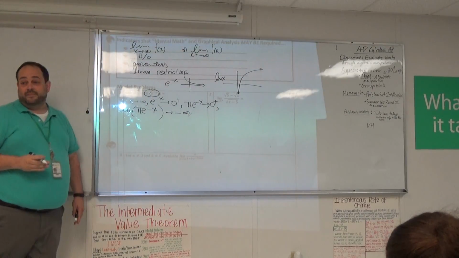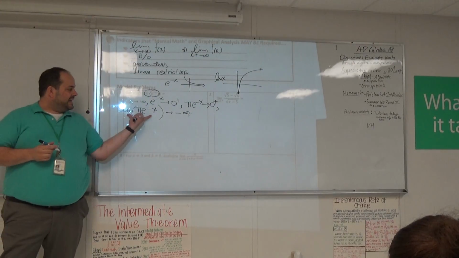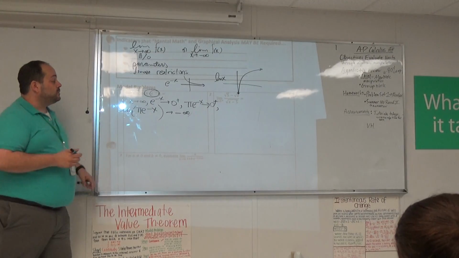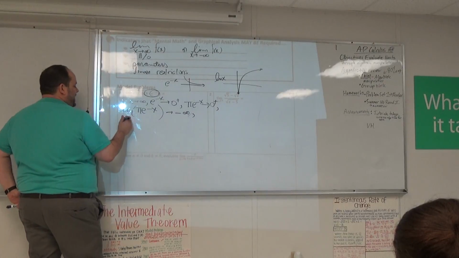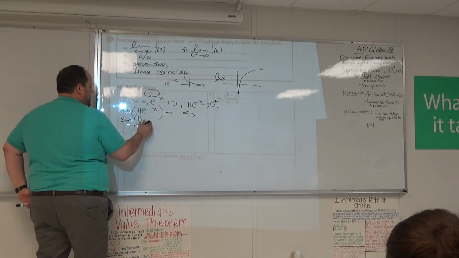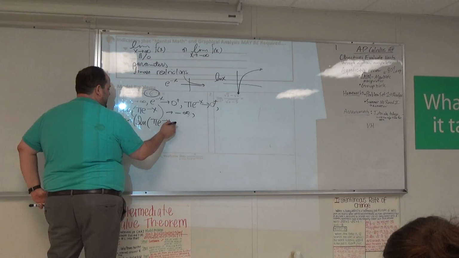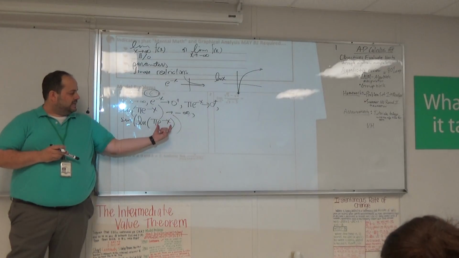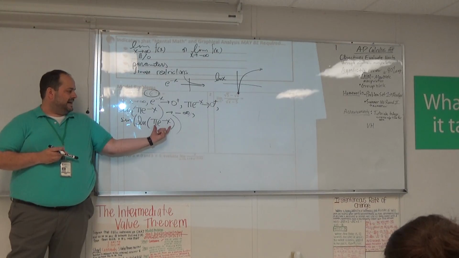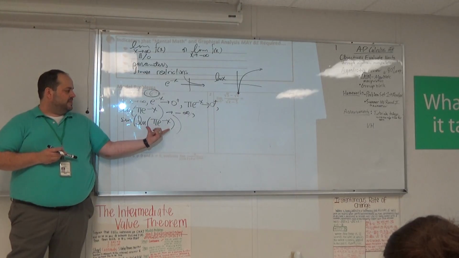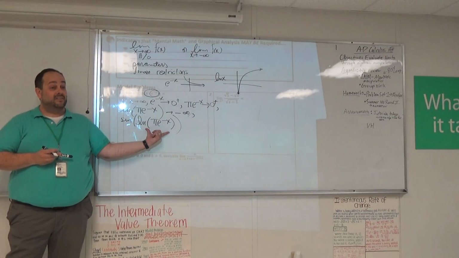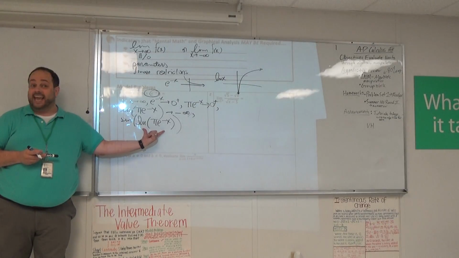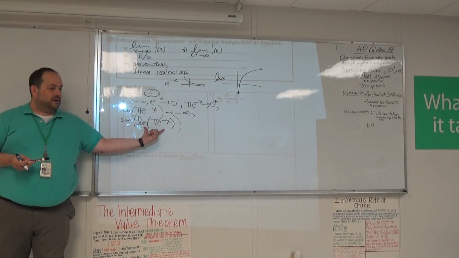Still not done. Because I'm not asking for the limit of this natural log of pi e to the negative x. What I really want to know is, what happens to the sine of the natural log of pi e to the negative x? e to the negative x approaches 0. Pi times e to the negative x approaches 0. The natural log is approaching negative infinity. And now I'm asking you to take the sine of something that approaches negative infinity. Lewis, what happens with the sine graph?